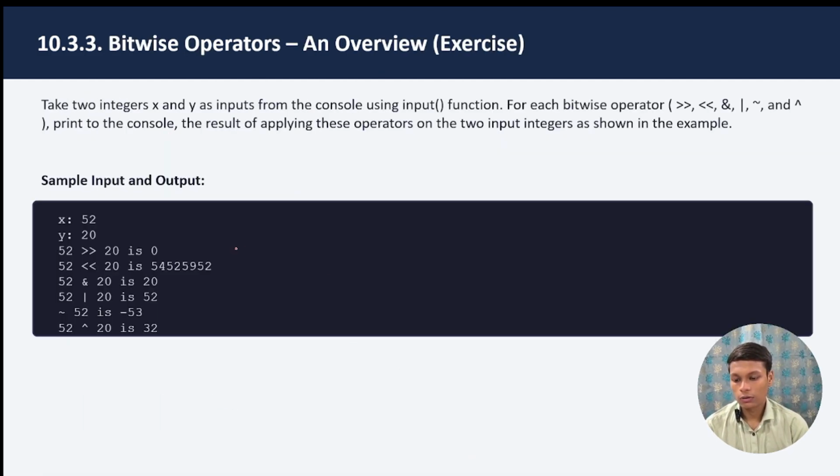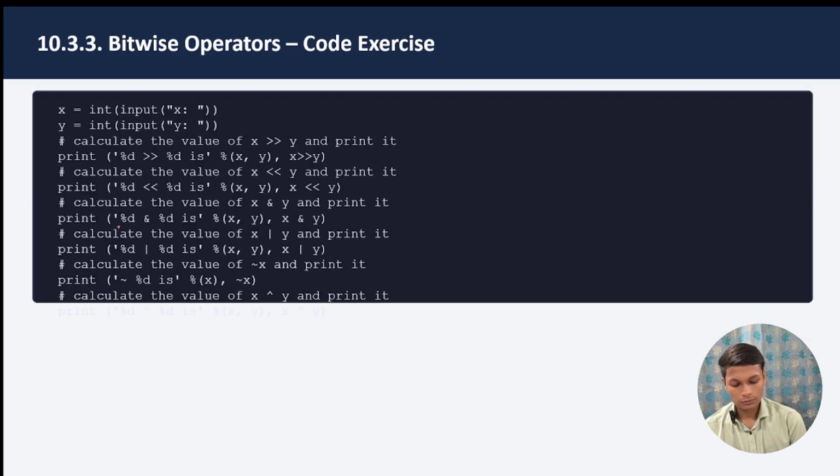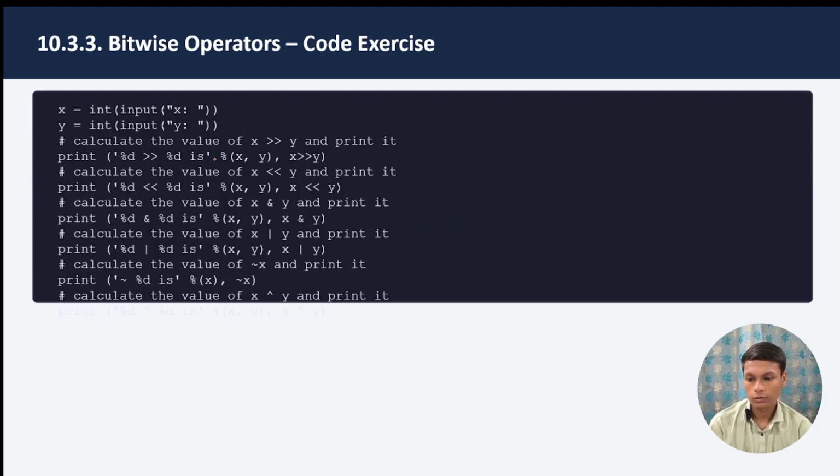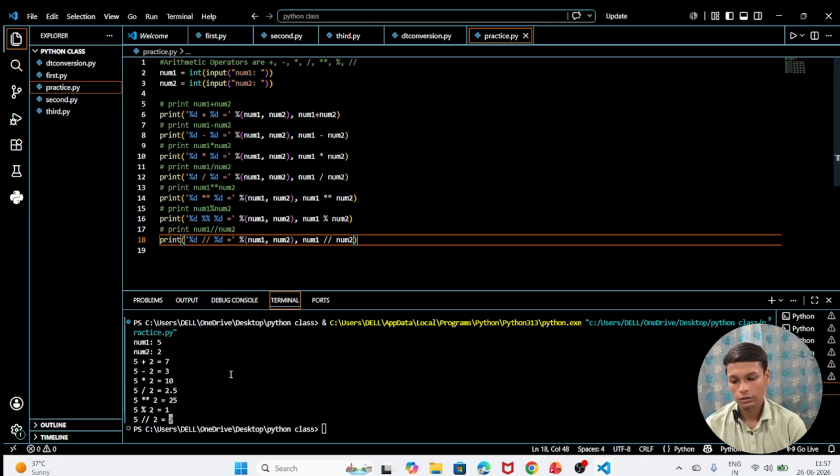Next is our example of how the operators work and what type of result is given here. So let's see, take two integers x and y as input from console. Do not be confused about what console is here, because this was our console, not this. Let's see in the code editor. Here you can see that this was our console panel.